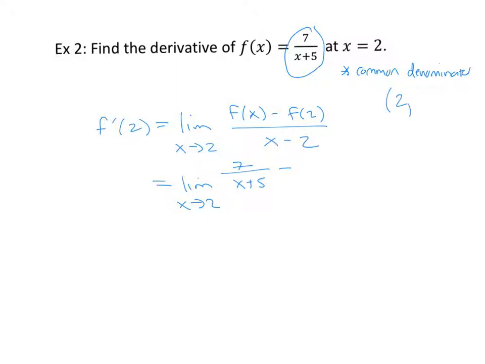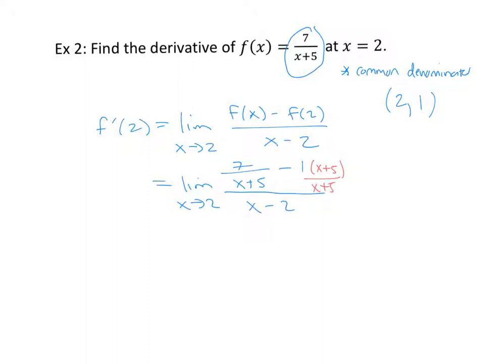Let me jot down what the point is. f of 2 is 1, right? Because you plug in 2 into the function, you should get 1. So that's just minus 1 divided by x minus 2. Now we need to evaluate this limit. We can't plug in 2, so we get a common denominator for the numerator. I'm going to rewrite this 1 as x plus 5 divided by x plus 5.